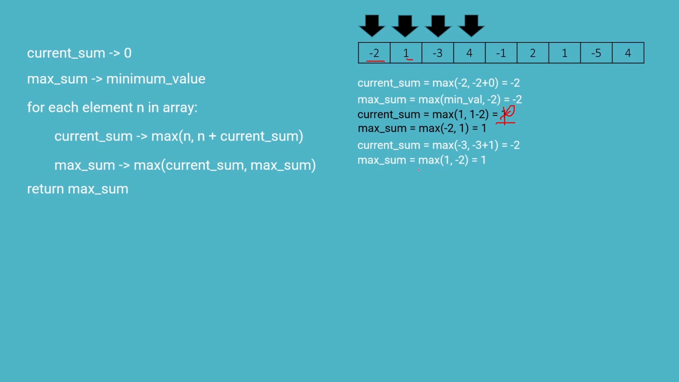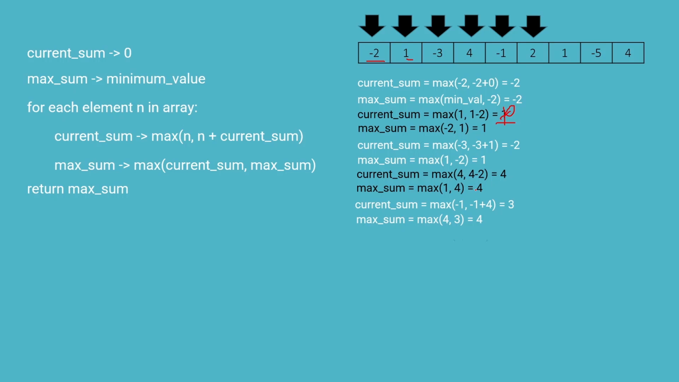We go to the next position and now the current sum becomes the maximum of 4, and 4 plus -2, that means 2, so the maximum is 4, and 4 being greater than 1, the maximum sum here is 4. Going to the next part, again -1, and the current sum will be the maximum between -1 and -1 plus 4, that is 3. So the maximum between -1 and 3 is 3. So the current sum is 3, but 3 is not greater than 4, so maximum remains 4.